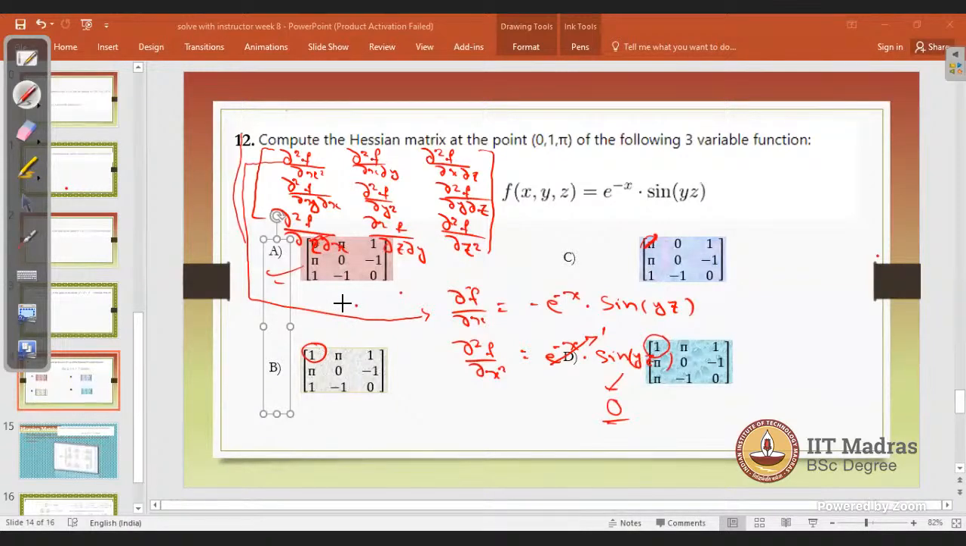If anyone has any doubt in this question, is there any doubt in this question? Then we will discuss that. Or if you want to solve this question completely, then I can do that also. Anyone?